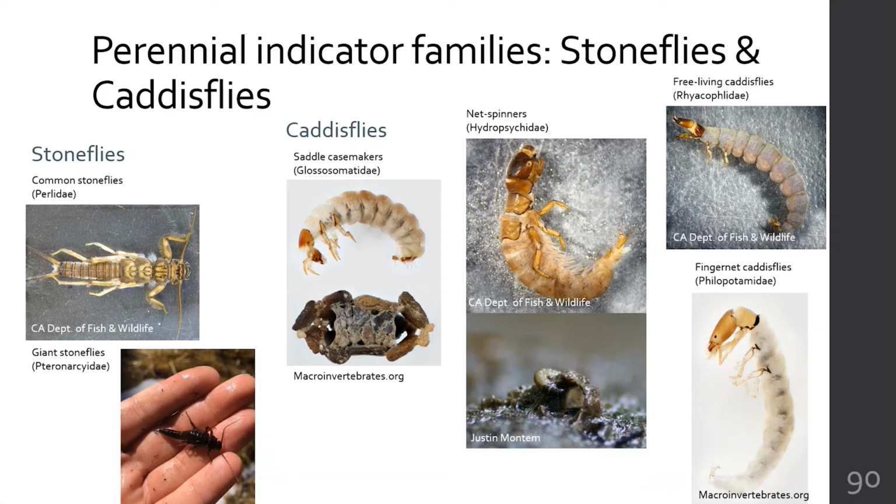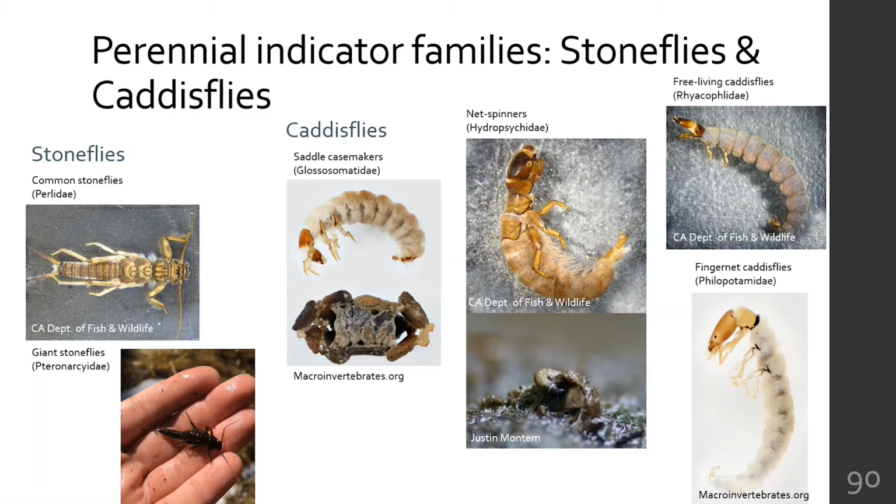So the next set of indicator families are the stonefly and caddisfly groups. There are two stonefly families. The common stoneflies are Perlidae, and the giant stoneflies are Pteronarcyidae. These two groups are among the larger and more distinctive stoneflies, so they're pretty easy to identify.